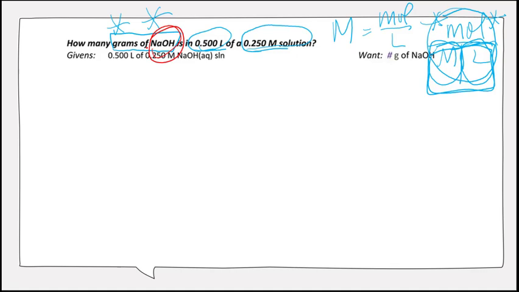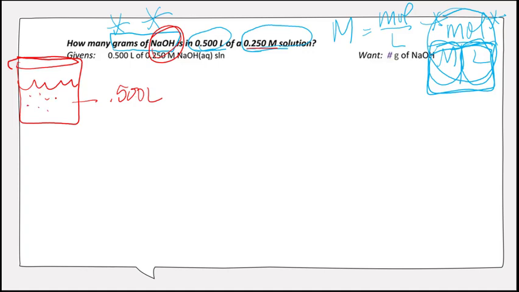So let's think about this. I've got a solution. This is my beaker. I'm a terrible drawer. And let's say I've got 0.5 liters, so I have my volume, 0.500 liters, and it is concentrated to 0.25 molar. So again, we know its concentration. We want to find out how much of that NaOH is dissolved in there.